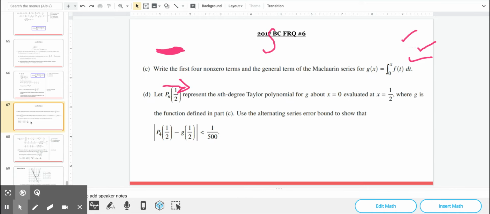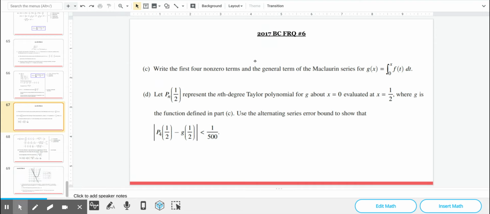And then the last question, here's our error question. And this is something that we literally just finished. And so hopefully you're feeling good about that. There's an nth degree Taylor polynomial. How do I know I'm talking about a Taylor polynomial now? Well, I've got this notation, right? P sub n of 1/2 represents the nth degree Taylor polynomial for g about x equals 0. So I'm using the center, which I know I have, but I'm evaluating it at x equals 1/2. So that's my input that I want to get an approximate output for.